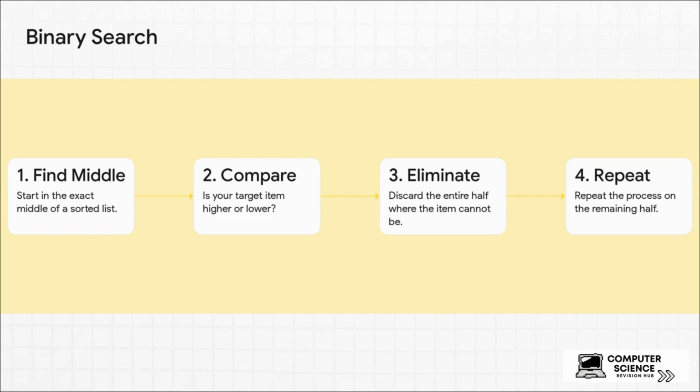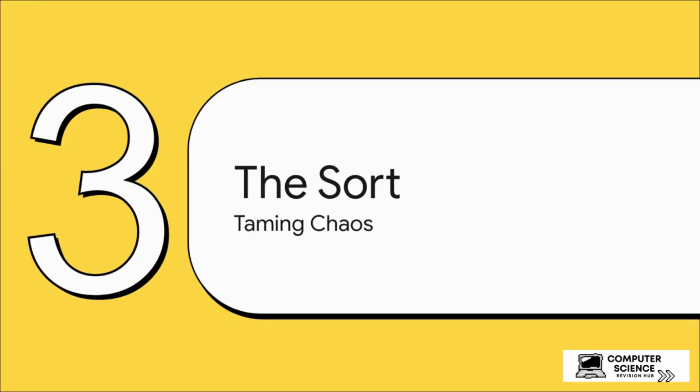Then you just do it again with the half that's left, and again, shrinking the problem down like crazy fast. So we've established that binary search is incredibly fast, but it's totally dependent on that one little detail. The list has to be sorted. This brings up the next logical question, right? How do we even get a sorted list to begin with? How do we take a chaotic mess of data and tame it?